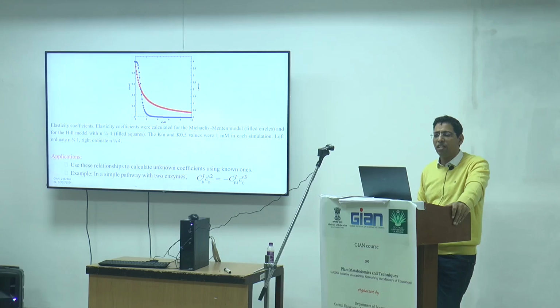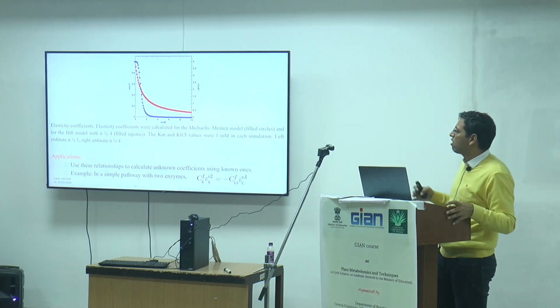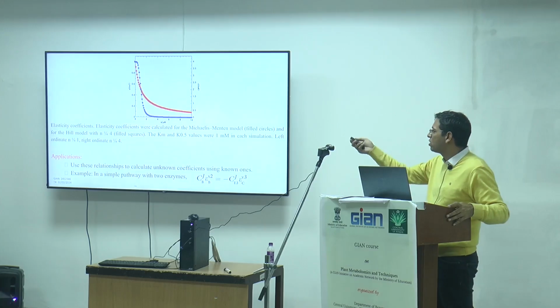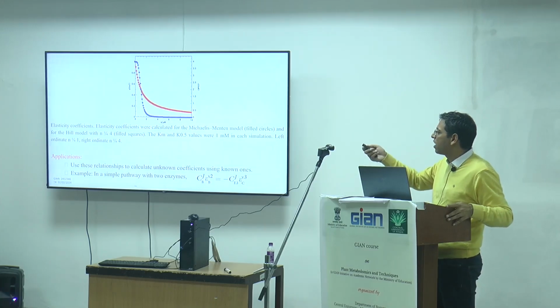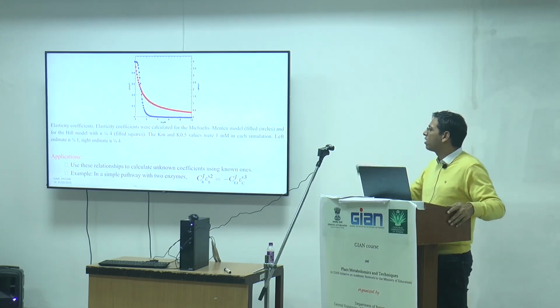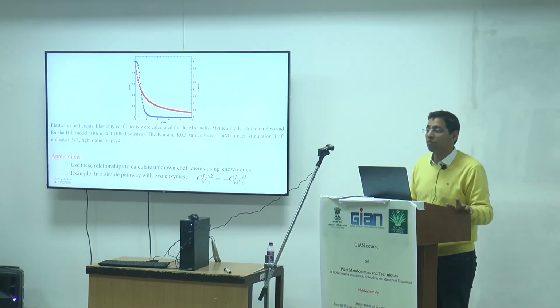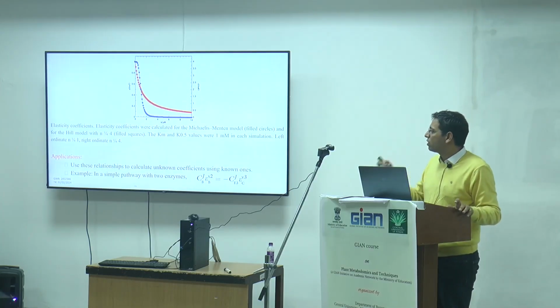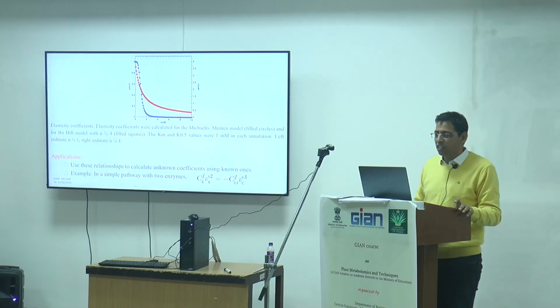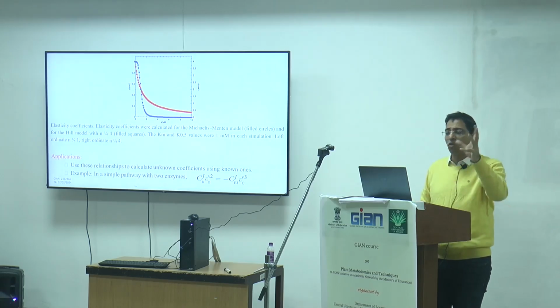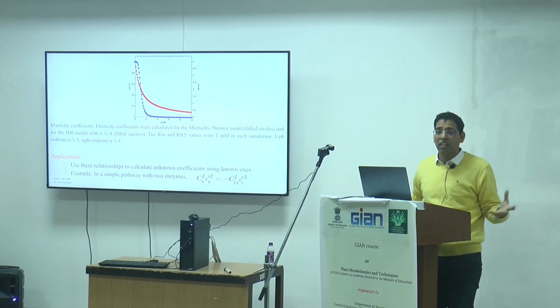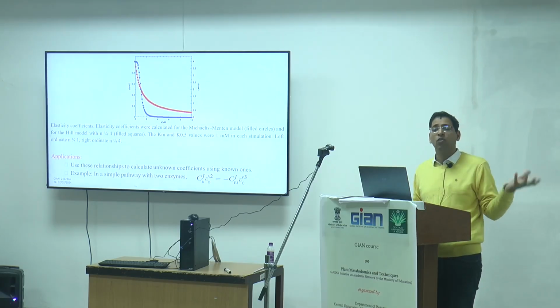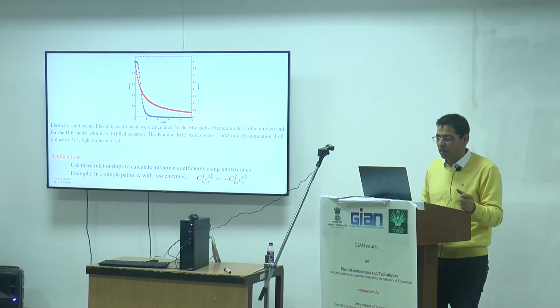Elasticity coefficient was calculated from the Michaelis models and also for the Hill models. The Km and the K0.5 value of 1 millimolar in both the simulations, left coordinates divided by 1/4 and right coordinates 1/4 position of the M. So that's why. So this is the application of this relationship to calculate the unknown coefficient using the known one. If you know a few relationships, you can calculate the unknown relationship also.